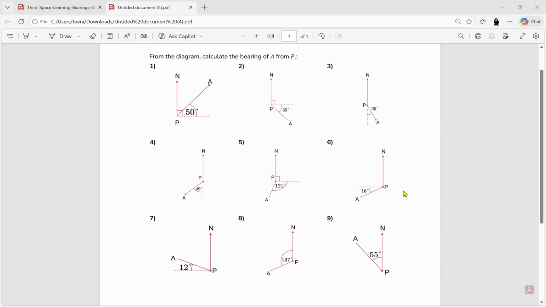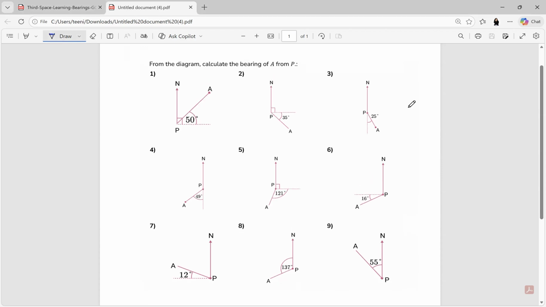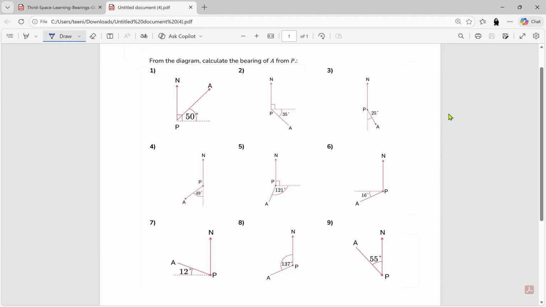Right. So for each of these, we are going to calculate the bearing of A from P. One of the main things in order to calculate the bearings is to be able to identify what exactly is the bearing of A from P. So if P is your starting point, that's why you have your north line at P. The bearing of A from P is going to be this angle over here. This is your bearing of A from P, right?